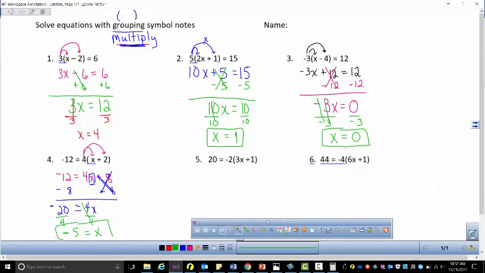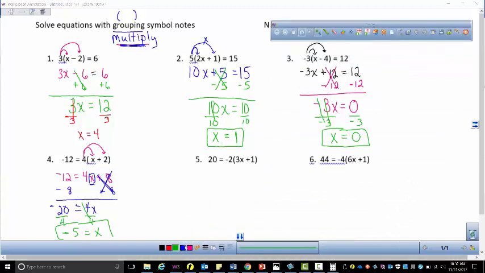Okay, let's try another one. So again, this side, my parentheses is over here. So I'm going to copy the 20. 20 equals. Now this time I have negative 2 times 3. So that's going to give me negative 6x because there's only one signal. One signal when you multiply is negative. And then I have 2 times 1, just 2. And I have negative and positive. So I have one signal, so it's negative.